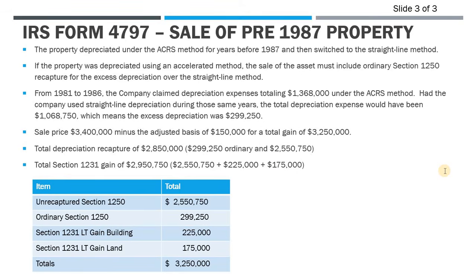Now, again, I'll put a link to the other video on unrecaptured 1250 gains. But the reason why it's important to separately categorize is it's subject to ordinary tax rates, but it's capped at 25%, right? And so that's really, really important.